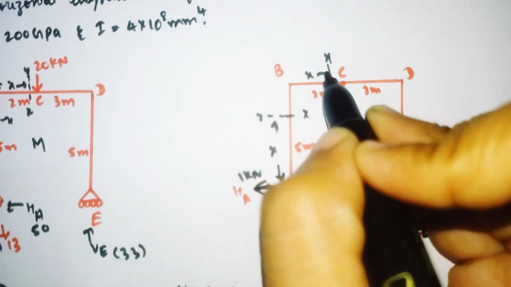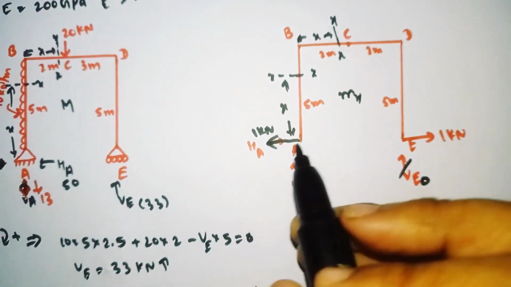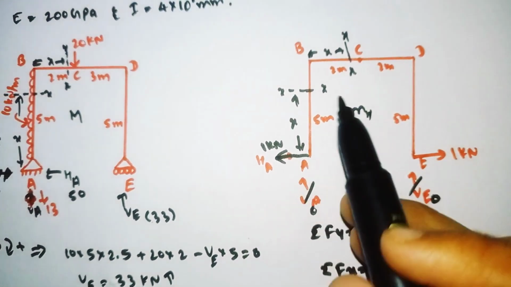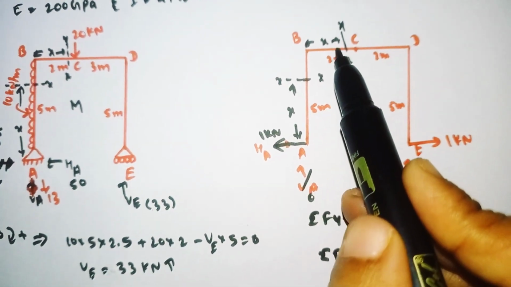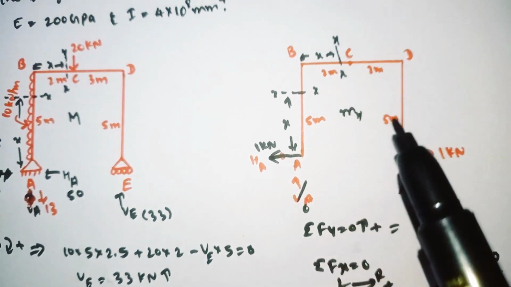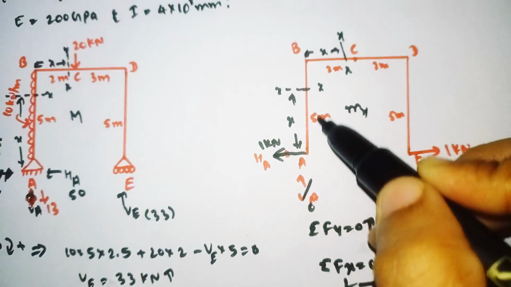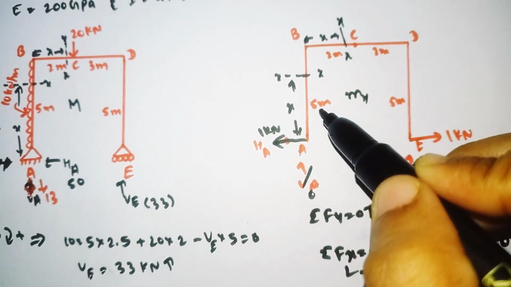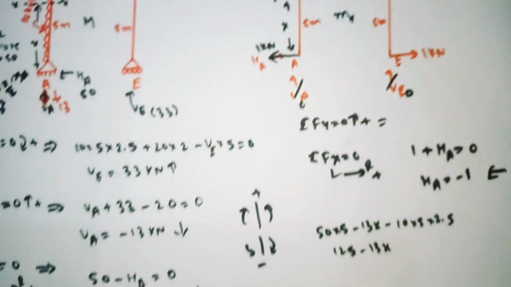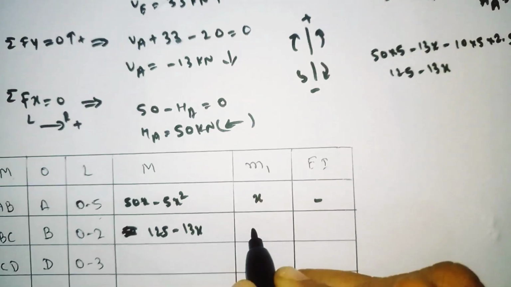Similarly for M1, if you cut the section for BC on the x-axis away from the origin B at a distance of x, the 1 kilonewton is acting at what distance? We need to see the perpendicular distance. For H our perpendicular distance is 5 meters. So 1 into 5 becomes 5. Sorry, M1 will be 5.